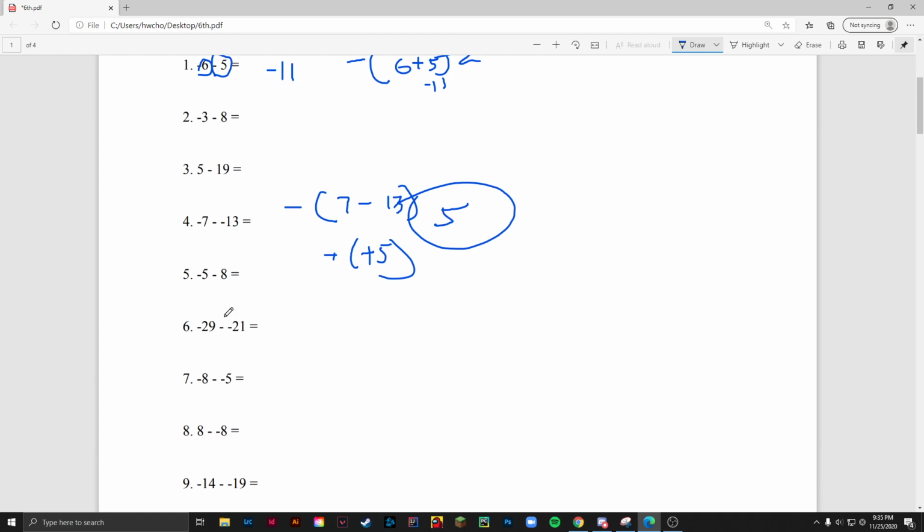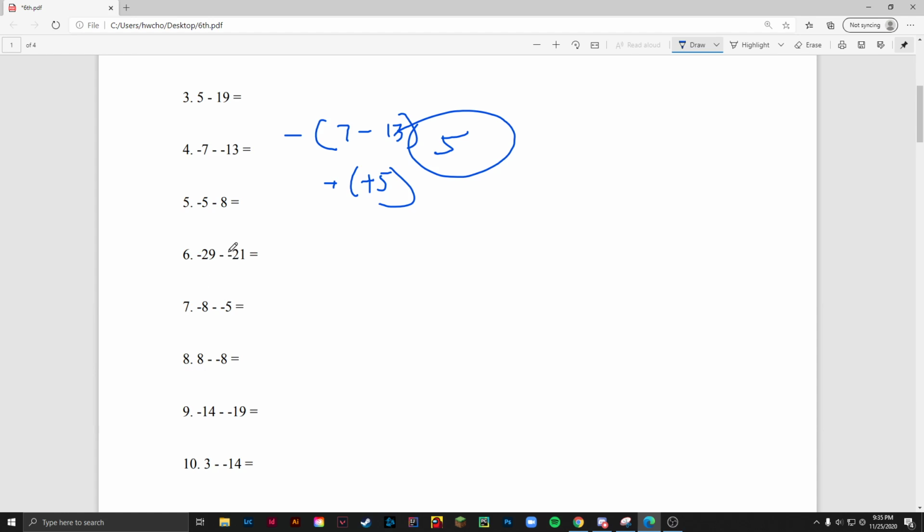Let's go over a similar one to number 4, but with larger numbers. You don't have to be scared. An easier way than this, you can just cross this out and put a positive sign, or an addition sign. Because two negatives do make a positive, negative 29 minus negative 21 is going to be negative 29 plus 21. And then from there, you can add these two, and you do get negative 8.